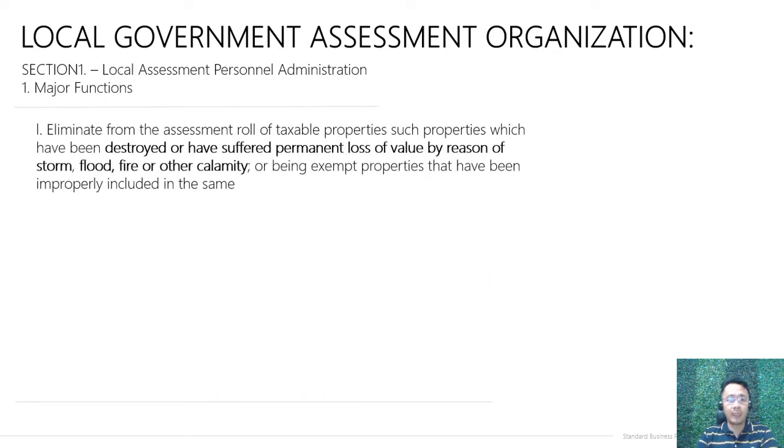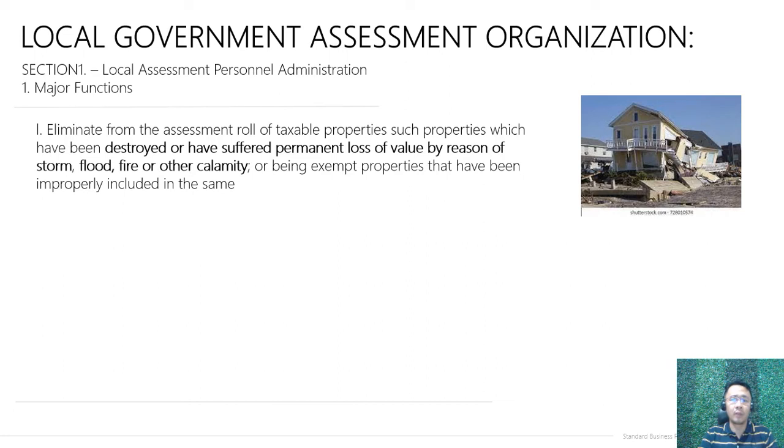Next is to eliminate from the assessment roll of taxable properties such properties which have been destroyed or have suffered a permanent loss of value by reason of storm, flood, fire, or other calamity, or being exempt properties that have been improperly included in the same.